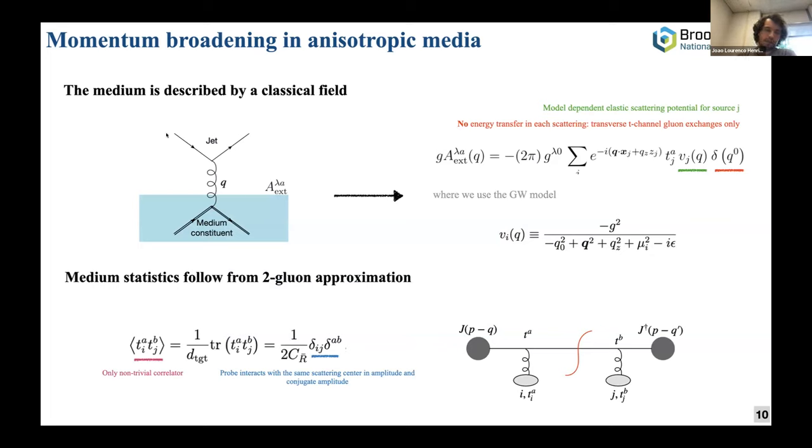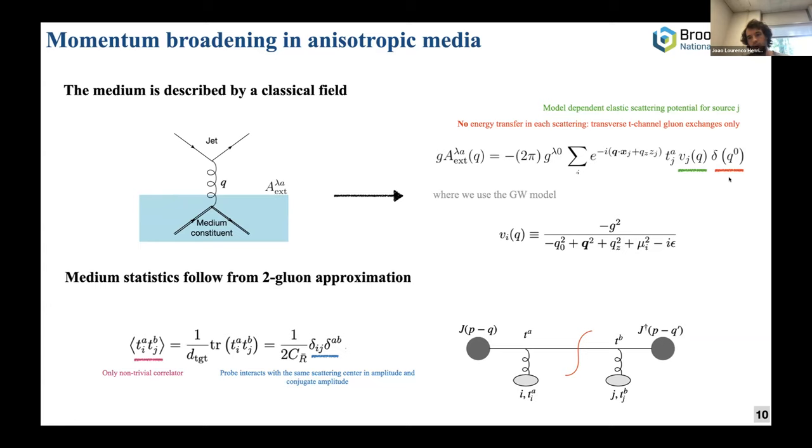So as I said, the medium is treated as a classical field, which diagrammatically means that if you imagine, for example, a quark that belongs to the jet interacting with the medium through some gluon with some quasi-particle in the medium. In practice, what is done is that we truncate this diagram and replace all of these lower vertices by some external field. And since the external field is classical, you can always write it as some incoherent sum over the potentials generated by each one of these particles in the medium.